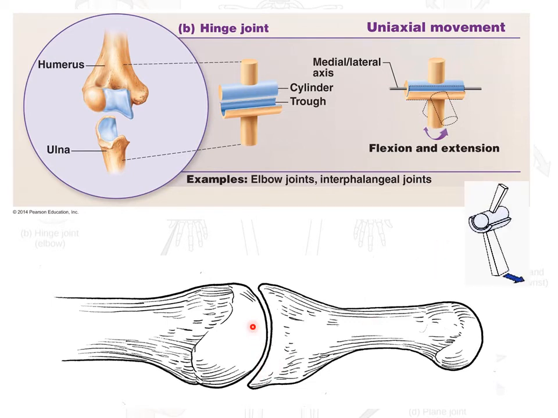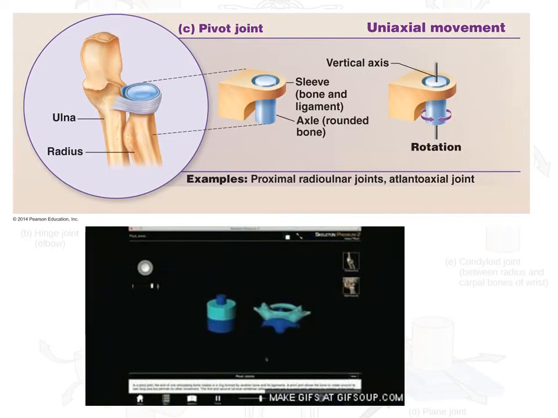We also see this in the phalangeal joints, those interphalangeal joints where your knuckles are. Not the knuckles between your phalanges and your metacarpals, but the knuckles right between the phalanges on your fingers. Those are also hinge joints, which allow for flexion and extension only, so one axis of motion. Then we've got the pivot joint. A pivot joint also allows for uniaxial movement, but it's more of a rotational type of movement.